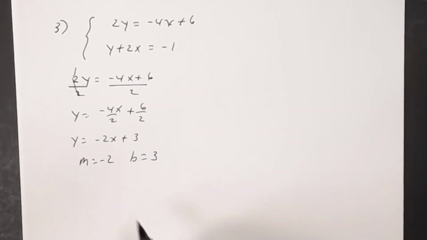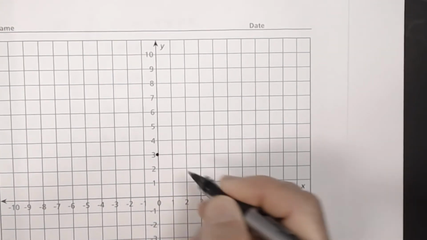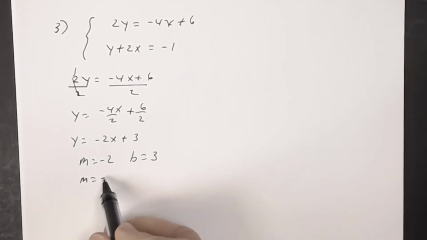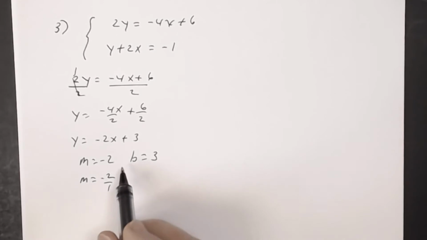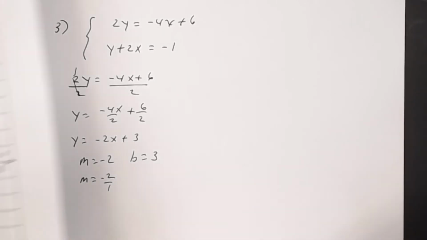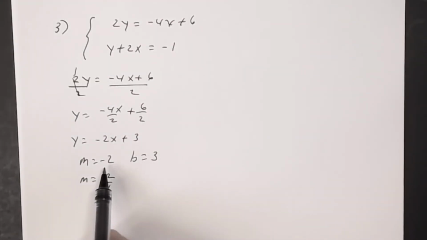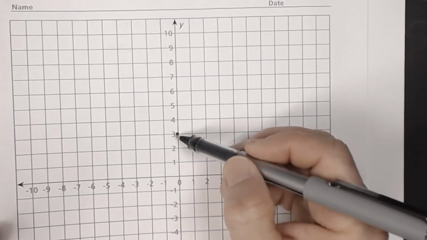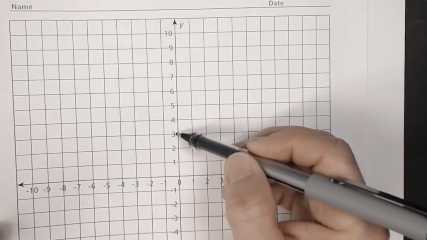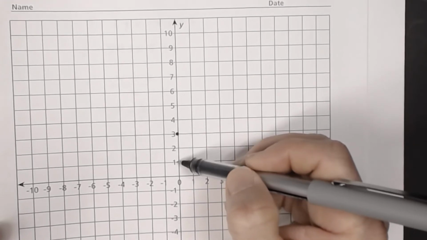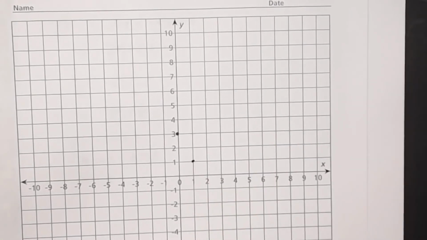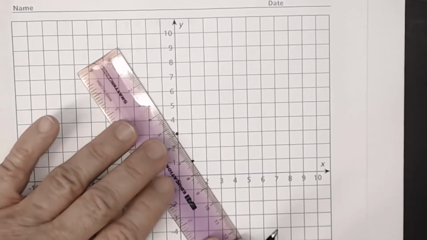Okay, so let's graph this line. My y-intercept is 3 and my slope is negative 2. So I'm going to write this as negative 2 over 1. The rise is negative 2, the run is positive 1. And remember, since the slope is negative, your line better fall, right? So I go down 2 from this y-intercept, 1, 2, and to the right 1. So here is my line right here.